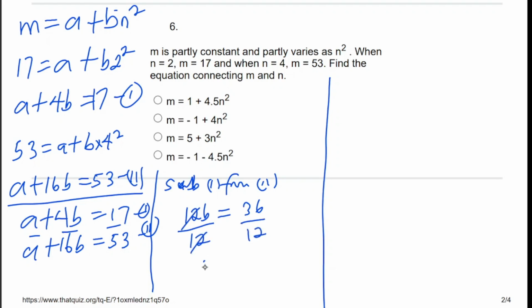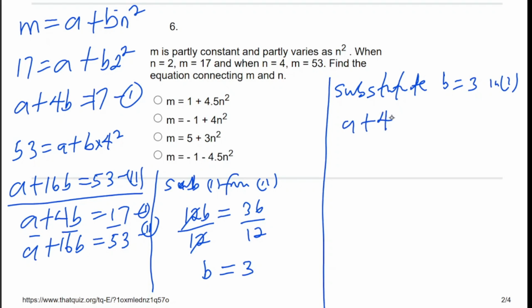So 12 cancels 12. Then b is equal to what? 3. All right, so we can then substitute b equals 3 in any of the equations in 1. The first one is a plus 4b equals 17. So that is a plus 4 times b, that is 3, equals 17.